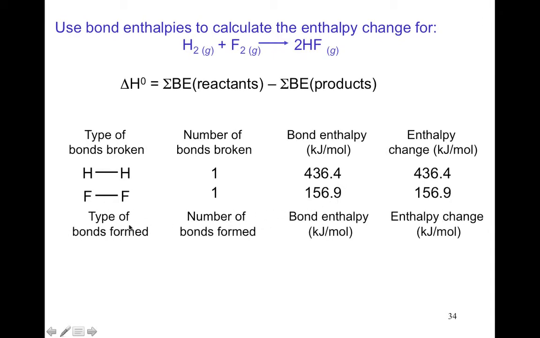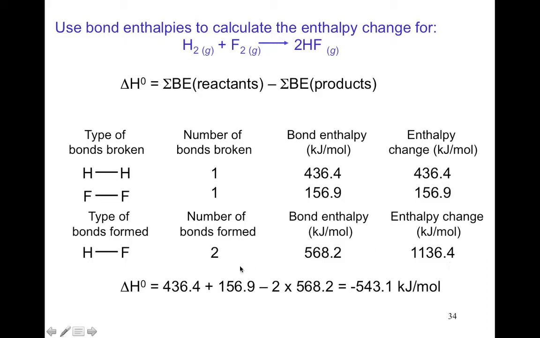And then we look at what we are forming. Well, we're forming a bond between hydrogen and fluorine. So there's that bond, but we're forming 2 of them. There's our coefficient 2. And so our bond enthalpy there would be 568, and we multiply it by 2, and we get 1136.4. So then we just take our reactants minus our products, and we get a net change of negative 543.1 kilojoules per mole. And you'd have to look those up in an enthalpy chart in the back of your book.